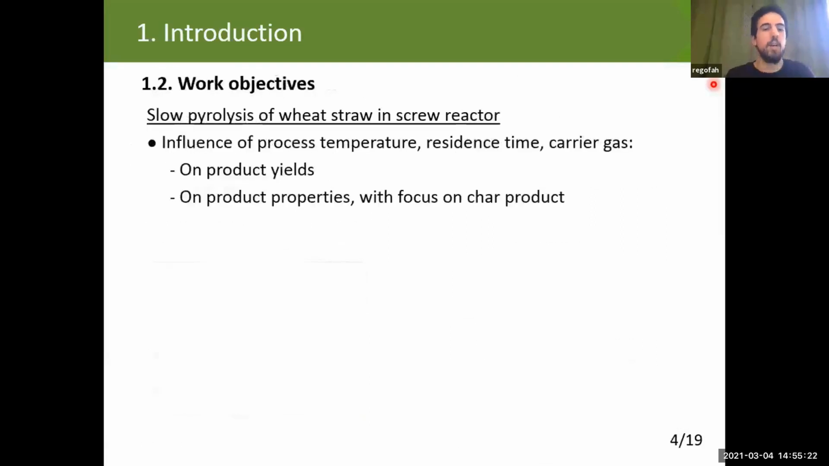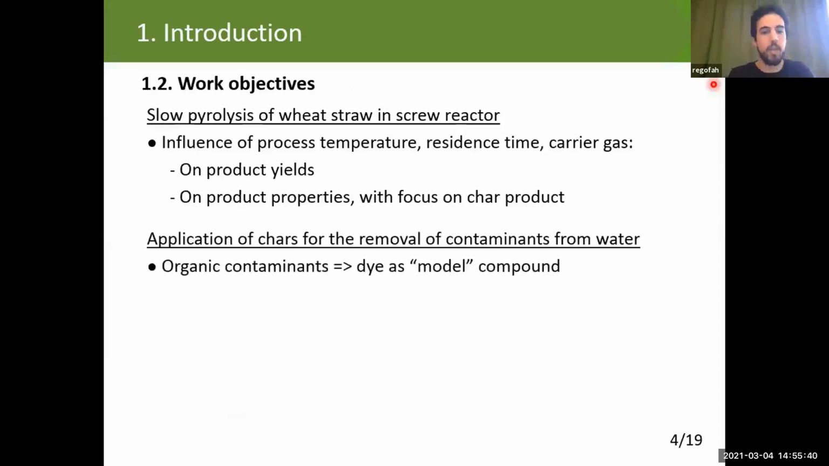So in my work, the main part was doing slow pyrolysis of wheat straw in a screw reactor. It's a lab scale reactor, studying the effect of temperature, residence time, and carrier gas, for example, on the product yields and the quality, with a focus on the char products. And then I decided to apply the chars to decontaminate water.